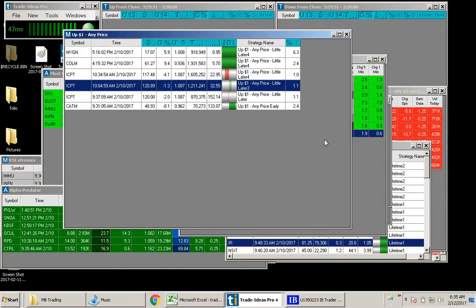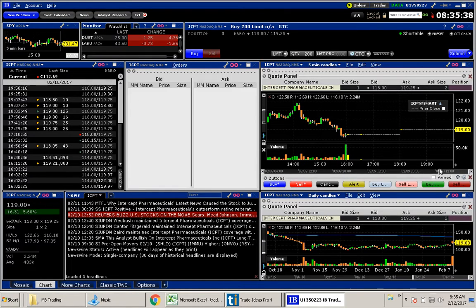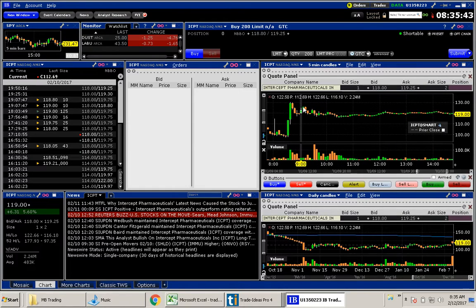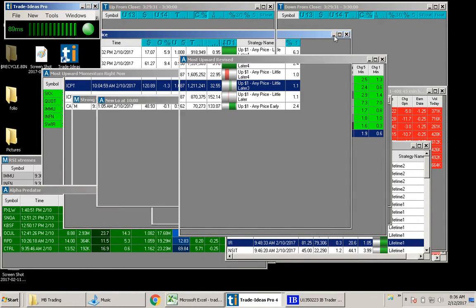Let's take a look at some of these other great windows. Here's another one that I love: "Up $1 any price." The one that kept triggering was ICPT. What was great is that this opened up 8%, but right at 10 o'clock it was already down 1%. Then it made a big move up, almost to 121. If we'd gotten in right around 120.50, we could have ridden this down as low as 117. A great move.